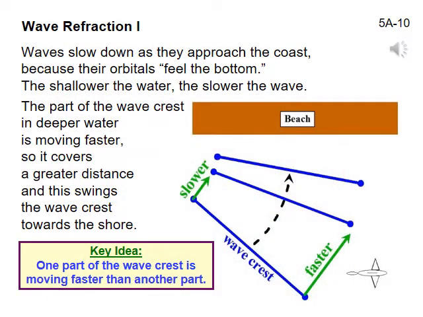Slide 10. As a wave crest approaches the shoreline, typically one end of the line is closer to the shoreline than the other. The orbitals of the part of the wave crest in shallower water are squished more by the ocean bottom. So, the end in shallower water slows down more than the end in deeper water. The end in deeper water is moving faster than the end in shallower water. This swings the wave crest towards the shore, since the end in deep water covers a larger distance towards the shore than the slower moving end in shallow water.